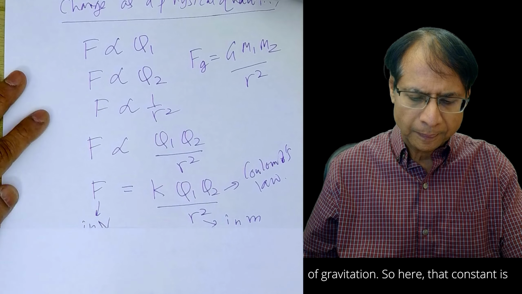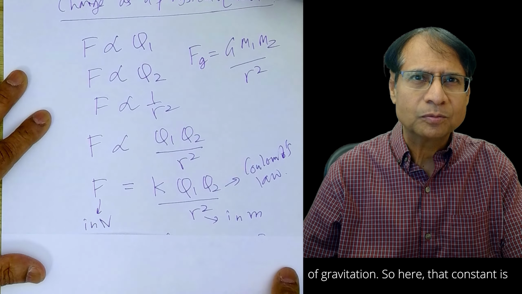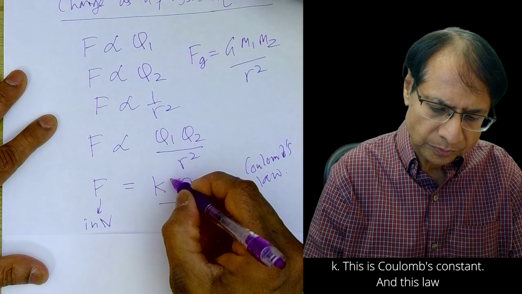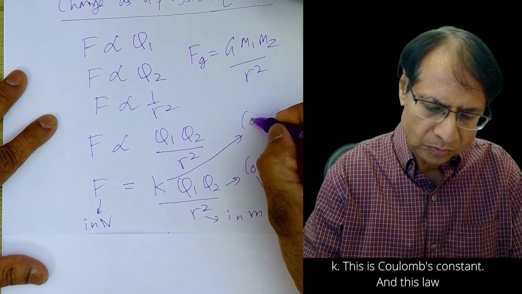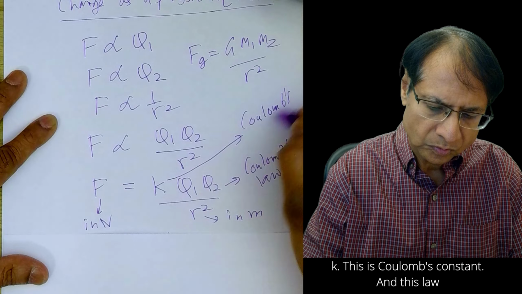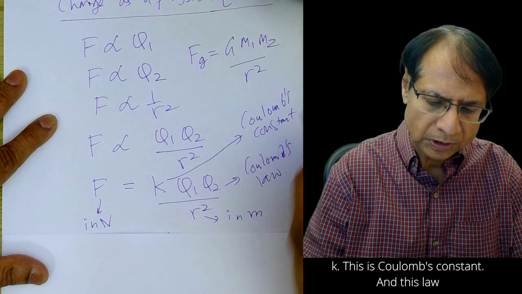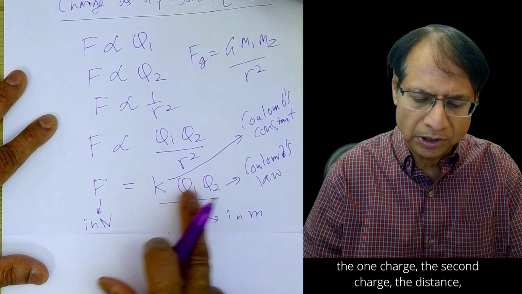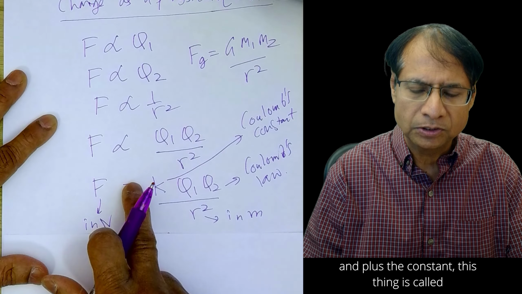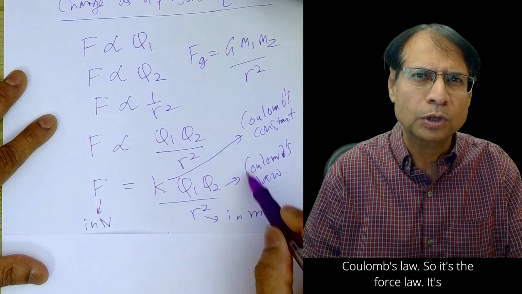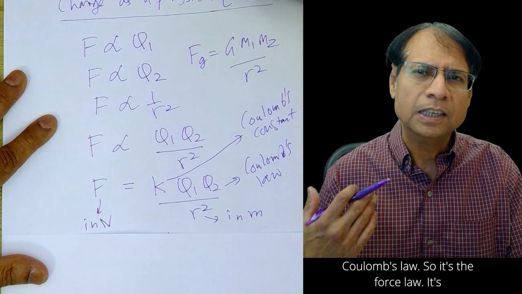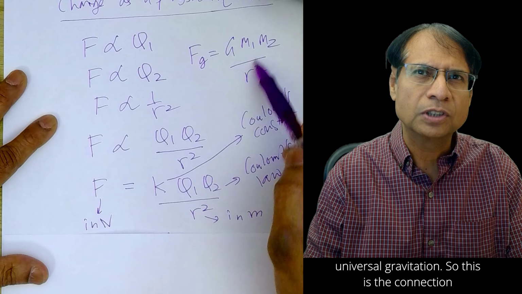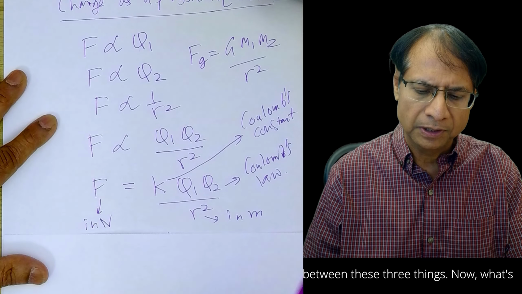So here, that constant is K. This is Coulomb's constant. And this law here that makes a connection between the force, the one charge, the second charge, the distance, plus the constant, this thing is called Coulomb's law. So it's the force law. It's like the electric version of Newton's law of universal gravitation. So this is the connection between these three things.